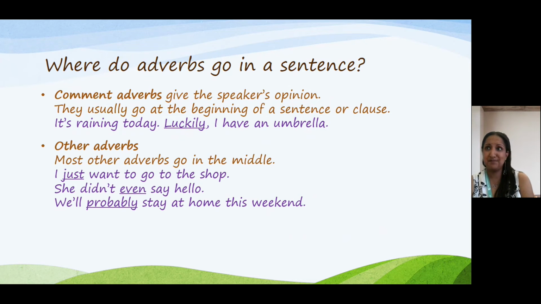And other adverbs. Most of them usually go in the middle. For example, I just want to go to the shop. She didn't even say hello. We'll probably stay at home this weekend. And by in the middle, I mean before the main verb, after any auxiliary verbs.